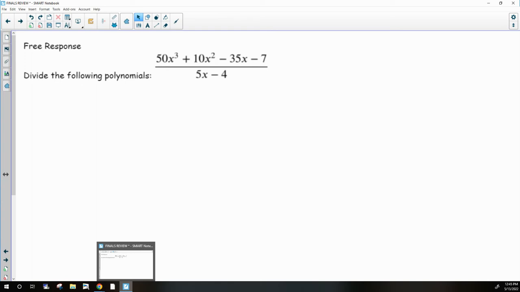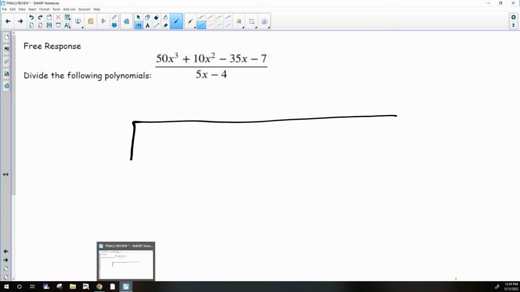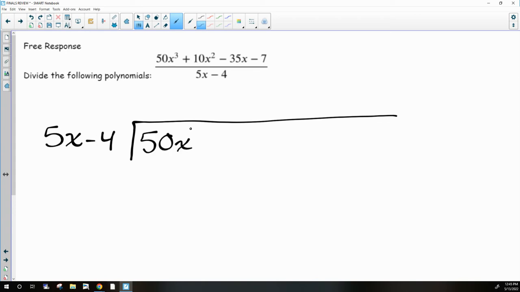Step 1 is set it up, so draw your bar. Not a box, a bar. Remember, we're long dividing. The bottom number, do you remember where we put it? On the outside, out front: 5x minus 4. On the inside, we put our long polynomial: 50x to the third, 10x squared, minus 35x, minus 7.